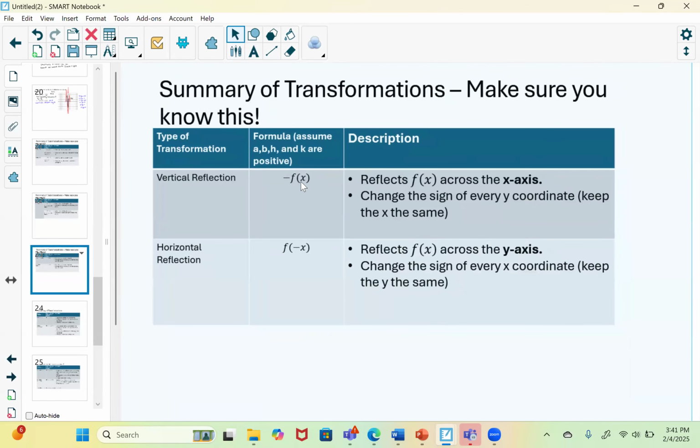Reflection. If you have a negative on the outside, it reflects the graph across the x-axis, which we say is vertical. We change the sign of every y coordinate and keep the x the same. If the negative is on the inside, we reflect across the y-axis. We change the sign of every x coordinate and keep the y the same. You might have to pause to write all this down.